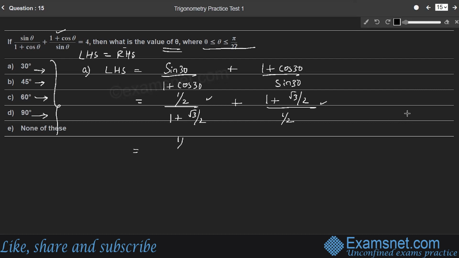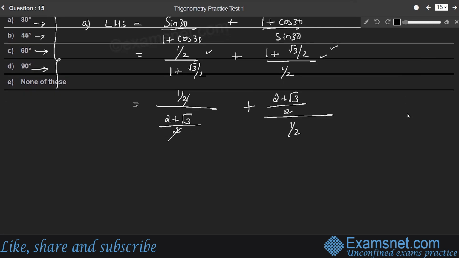So here we have 1 by 2 in the numerator, and in the denominator we have 2 as LCM and 2 plus root 3 in the numerator of the denominator. So you can cancel 2 and 2 here. Plus in the second term we have 2 plus root 3 in the numerator, and 2 is the LCM here, divided by 1 by 2 in the denominator. Right? Now, we can cancel 2 and 2 here. So, we have 1 by 2 plus root 3 plus 2 plus root 3 by 1.